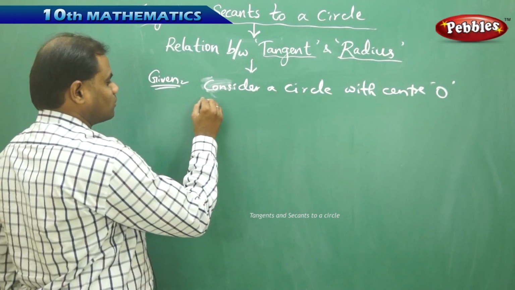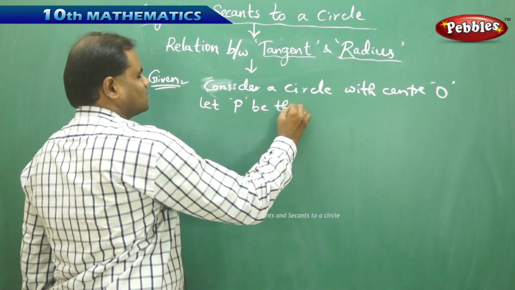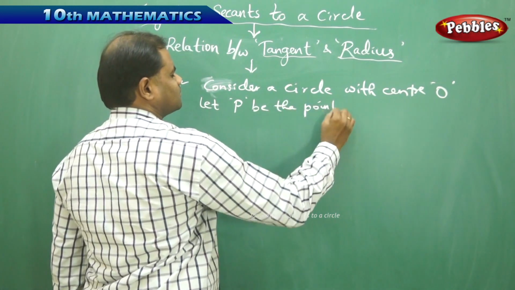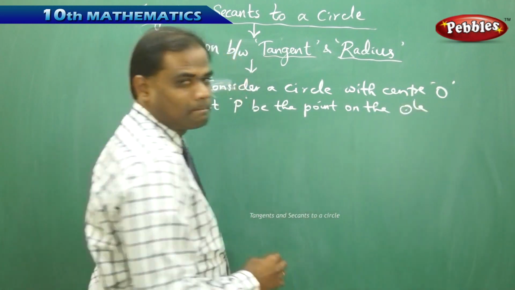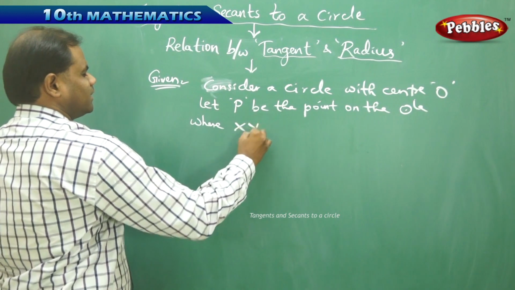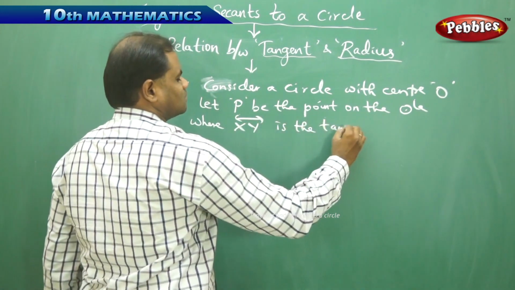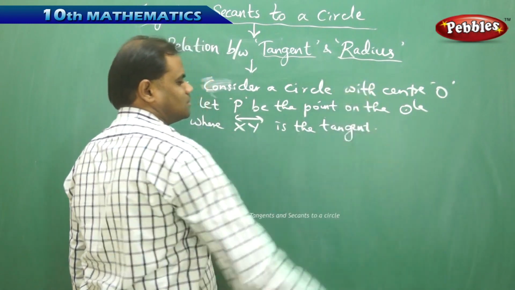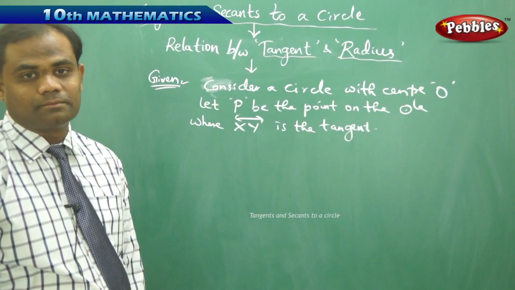Let P be the point of contact. Let P be the point on the circle where XY is the tangent, is what I have considered in case of the given.